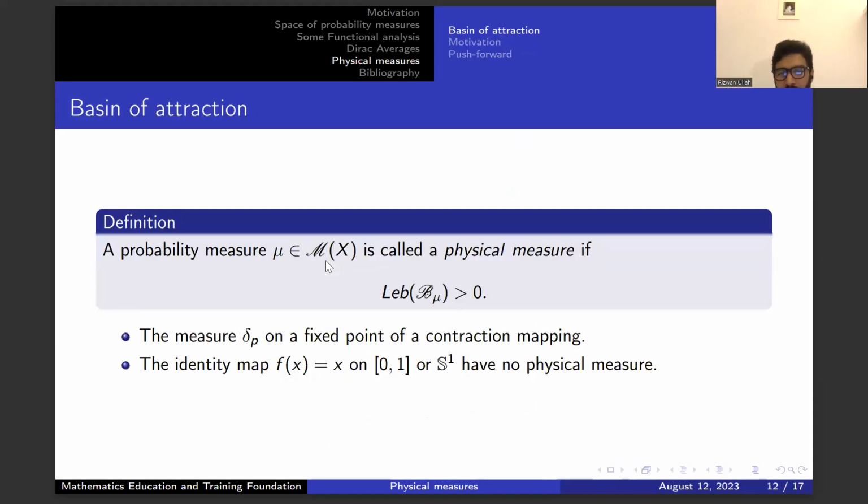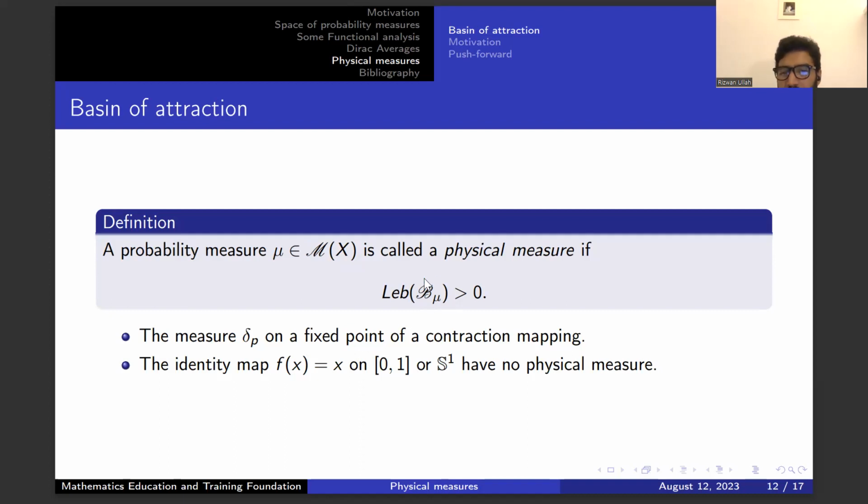Now, our definition of physical measure, the tool that will describe the statistical distribution. For a probability measure mu to be called a physical measure, the condition is that the basin of attraction needs to have positive Lebesgue measure. One should notice that now we are dealing with two measures at the same time: the measure under consideration, which is mu, and another measure, which is the reference measure, the Lebesgue measure.